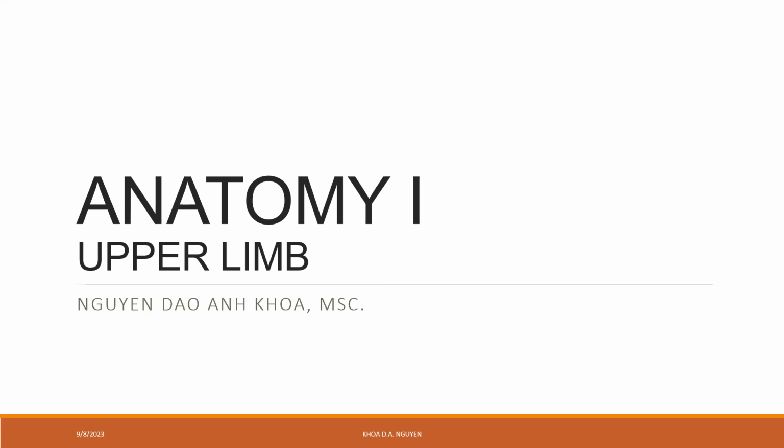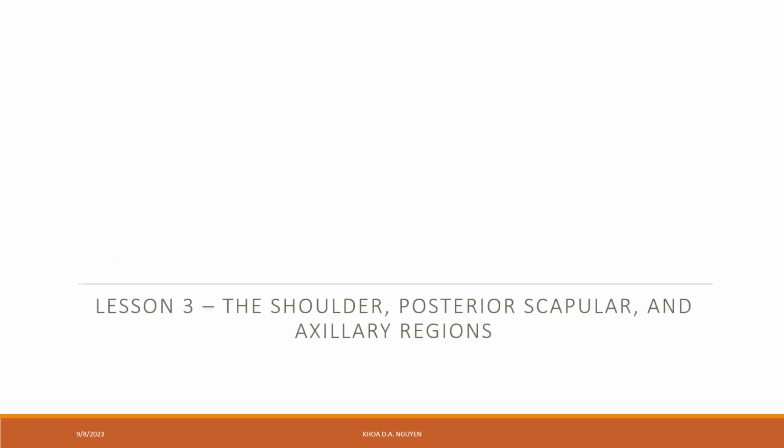This section will cover the upper limb, and in this lesson, we are going to go over the shoulder, the posterior scapular, as well as the axillary regions. This is going to be lesson 3 in your plan.